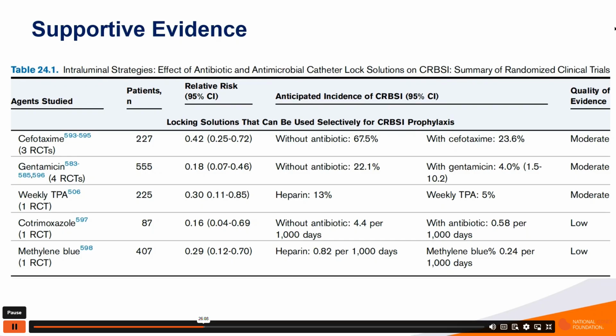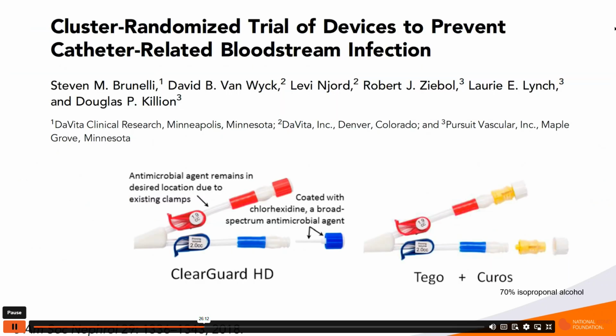But since that time, there have been new studies. And so I just want to share 2 new studies that I think are really important. This was just published right before the KDOQI guidelines came out, and we were not able to incorporate it. This was a cluster randomized trial of ClearGuard versus the Tego and Kuros cap by Steve Bernelli.